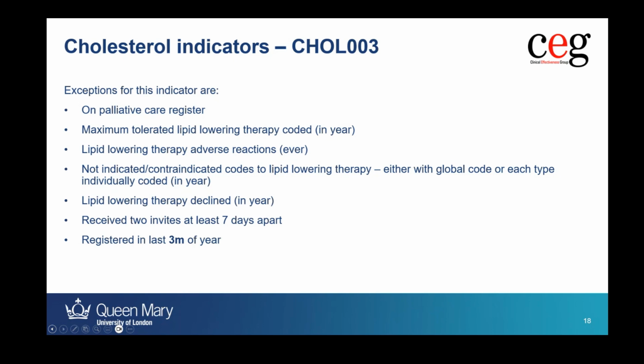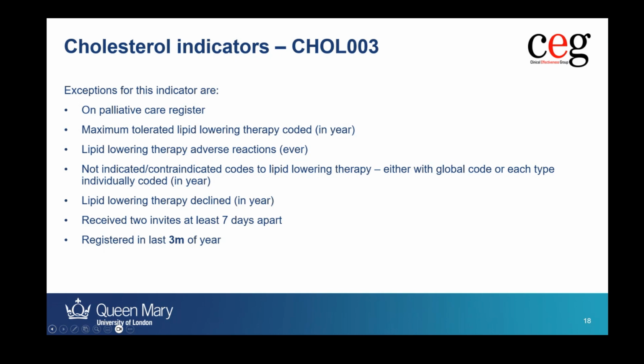Now, obviously, that wouldn't really make sense to do if they're declining all, or if they're not suitable for all. You would just use the global code, you put one code in and it takes them out. And our templates will help you know which code to use. And again, the invites at least 7 days apart.